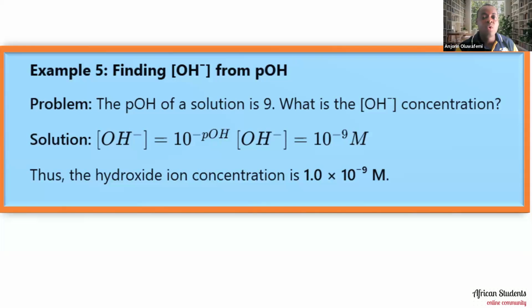So how do we find OH minus from pOH? The pOH of a solution is 9. What is the OH minus concentration? If the pOH of a solution is 9, the OH minus concentration equals 10 raised to the power minus pOH, and that will be 10 raised to the power minus 9.